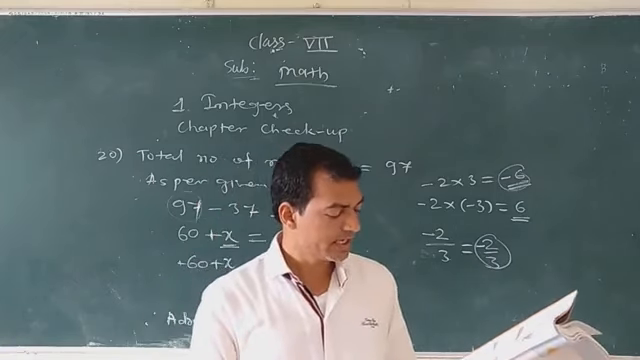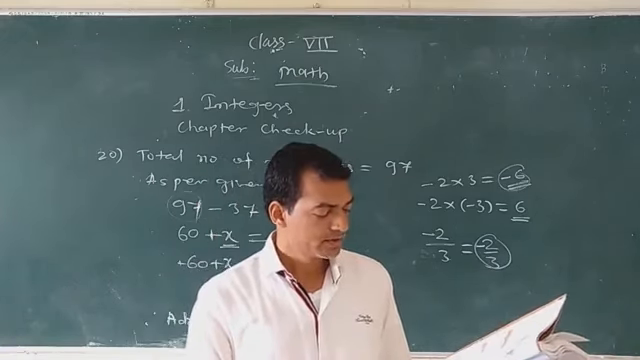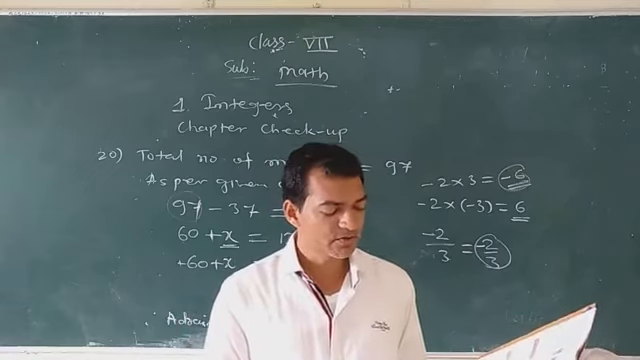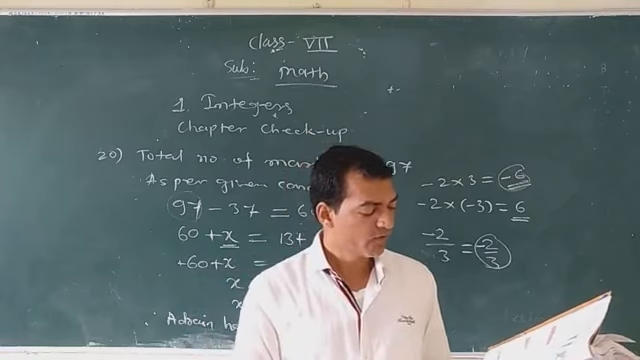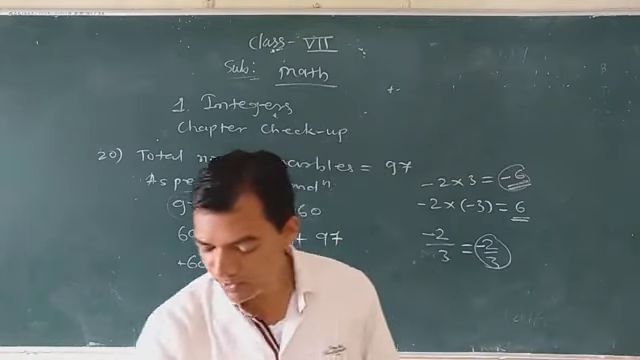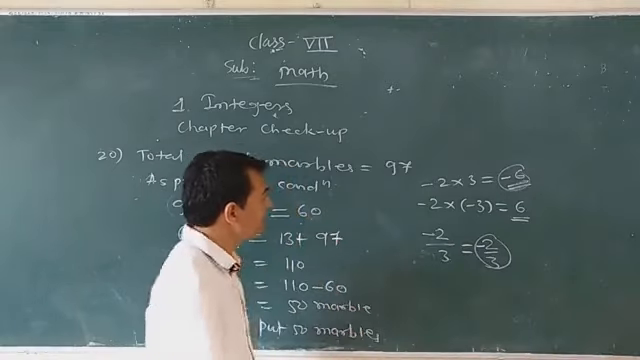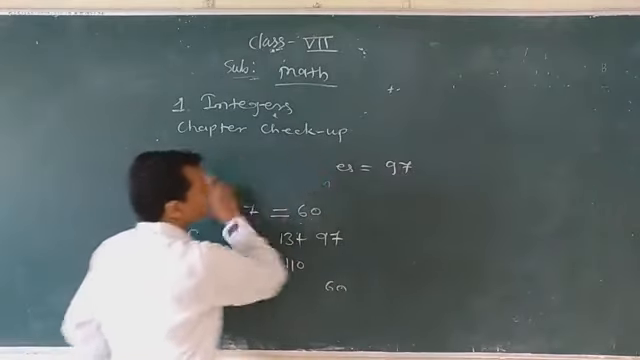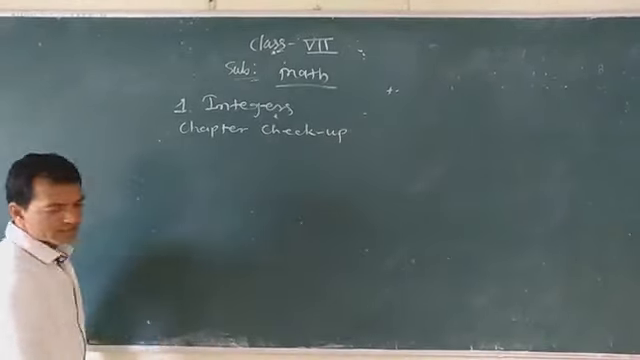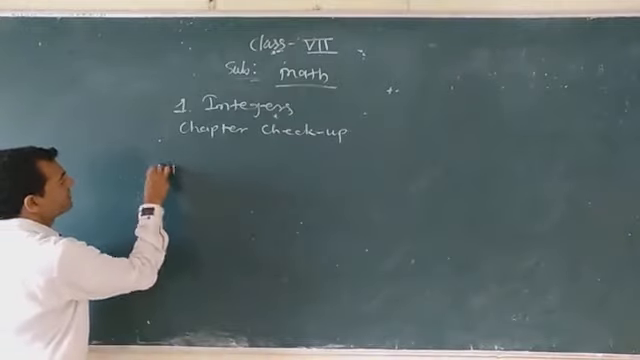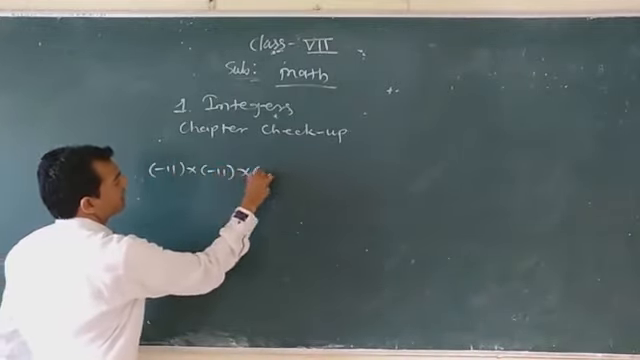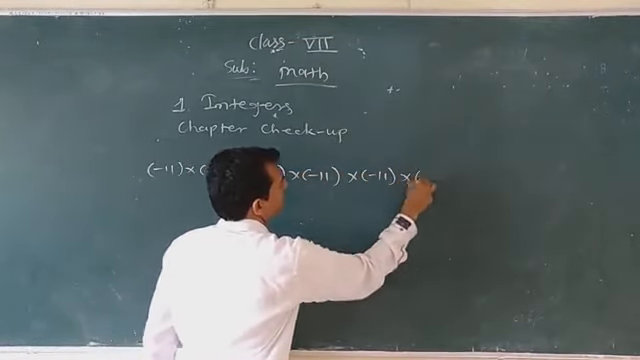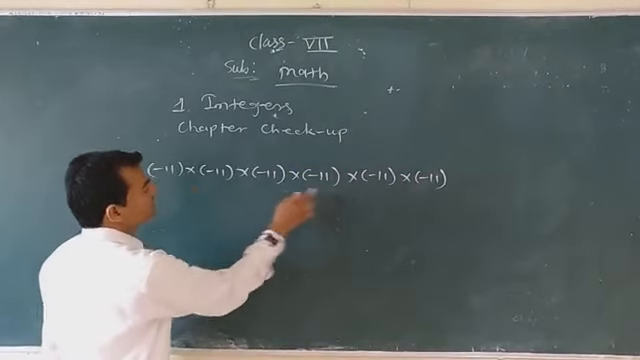Then, what is the sign and ones digit of the number when minus 11 is multiplied with itself 6 times consecutively? Okay. What is the sign and what is the ones digit? If you multiply minus 11 six times, what is the sign? See here, minus 11 into minus 11 into minus 11 into minus 11 into minus 11 into minus 11. How many? 1, 2, 3, 4, 5, 6.